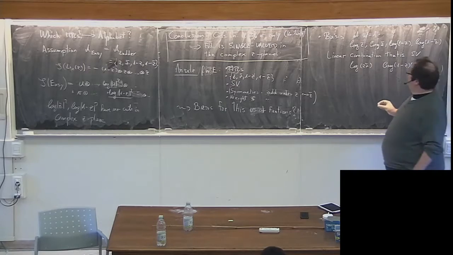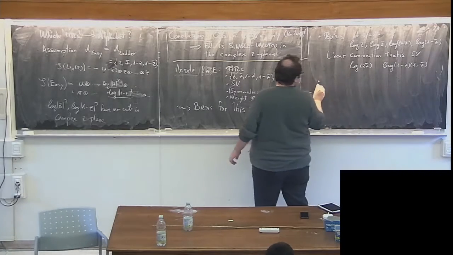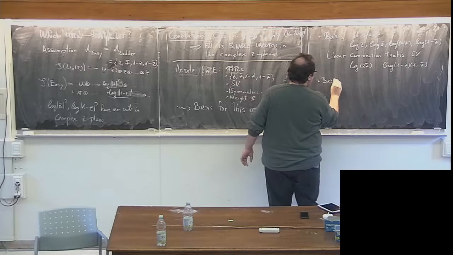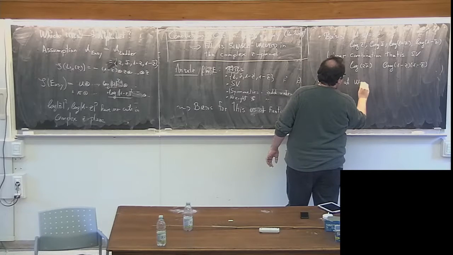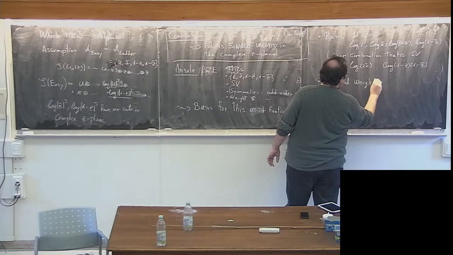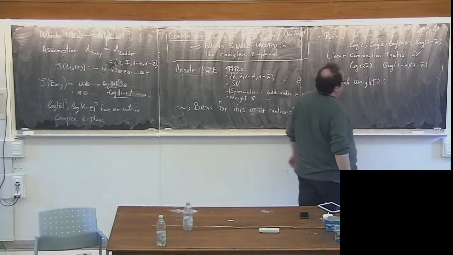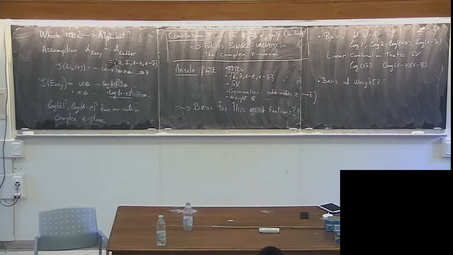Okay. So, what can I do now? What would be the basis at weight 2? How could I get that? Weight 1 was trivial, that was my starting point. Now I want the basis for weight 2 of single valued functions. How would you go about that?